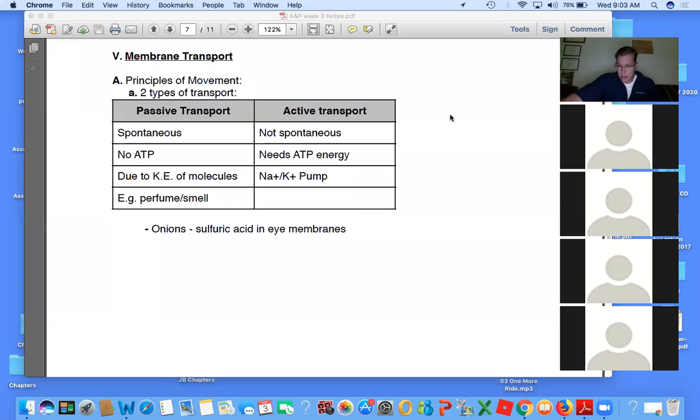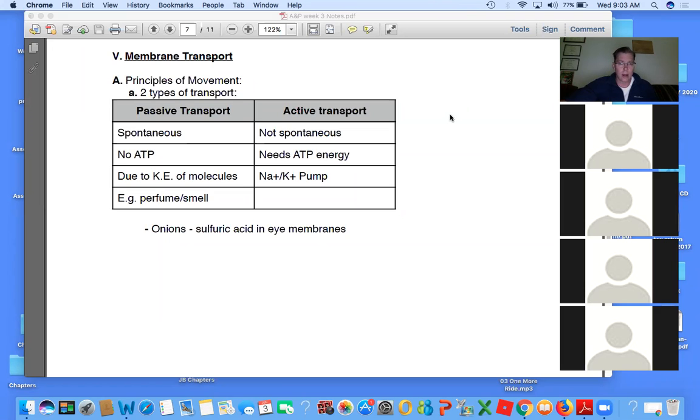So again, there are two types of movement within the cell and within the body. One type of movement is passive transport, the other is active transport. Understanding both of these types of movements is essential in understanding human health and also how things move in the environment and world around us.